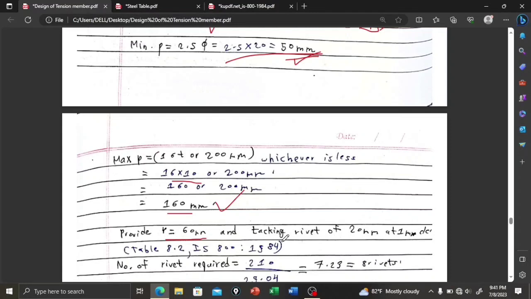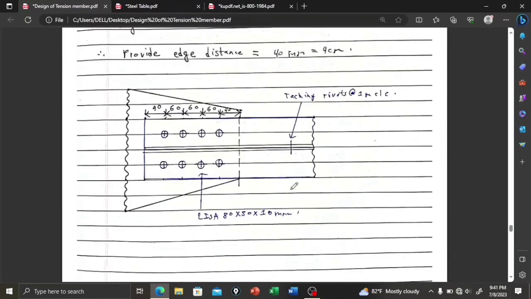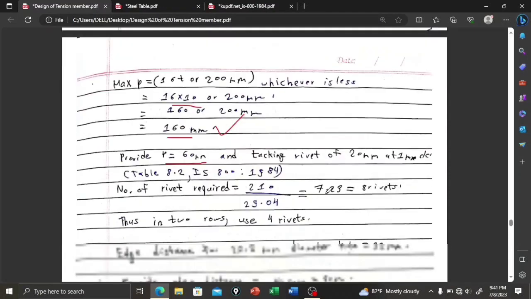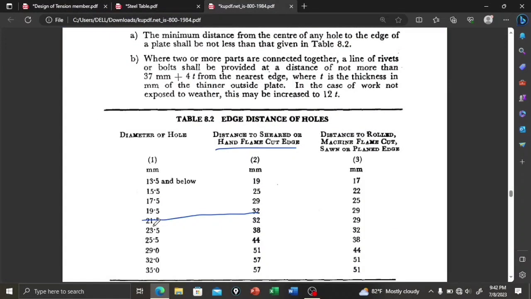Taking rivets are non-structural member rivets or secondary rivets. They are connected just to connect these two members, not to transfer load. That is tacking rivet. And from table 8.2, its edge distance for 21.5 mm is 32 mm.